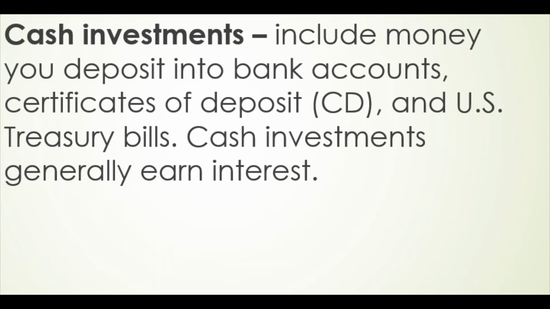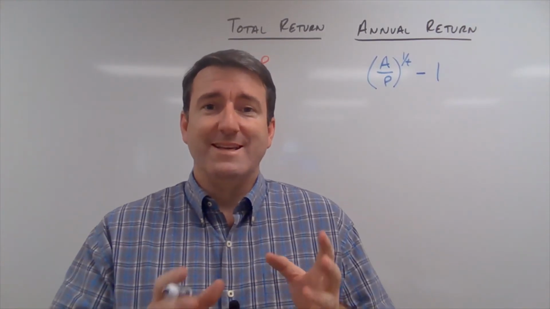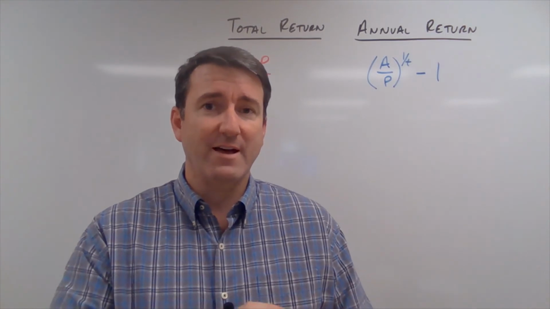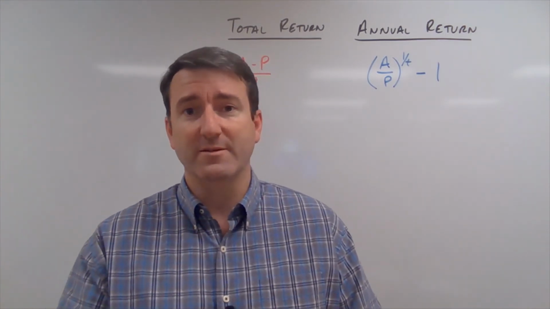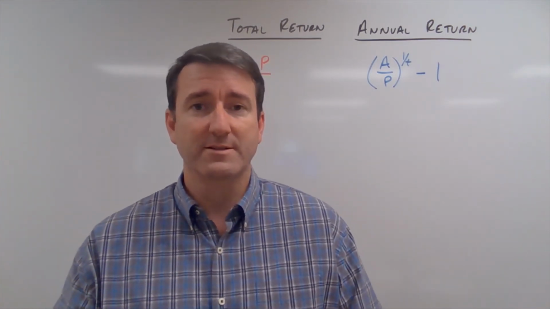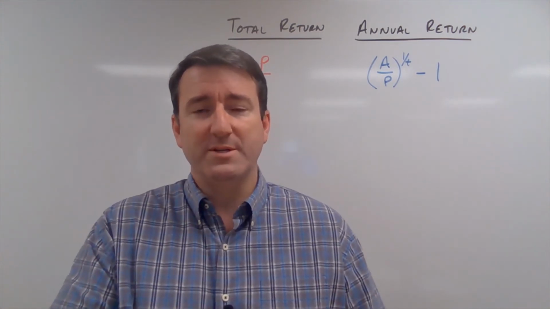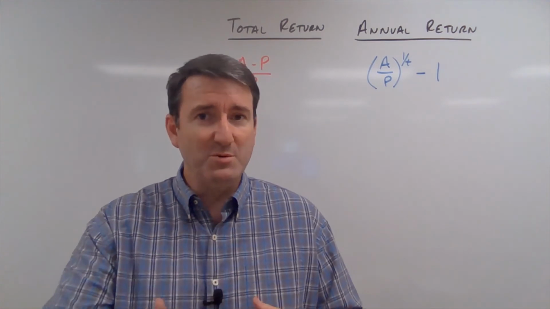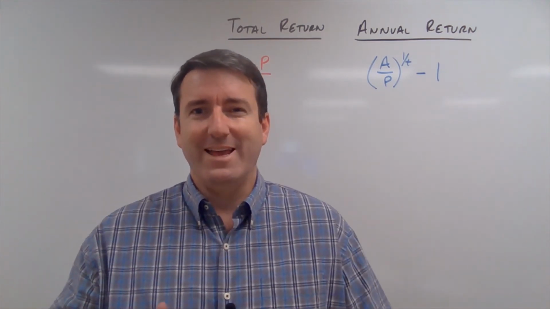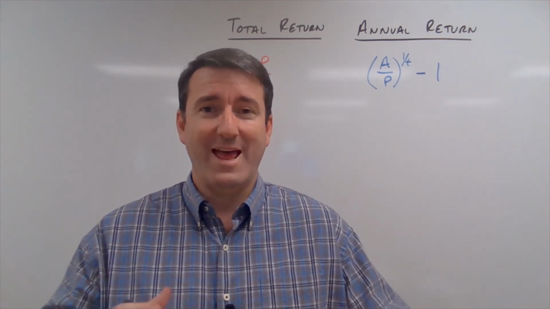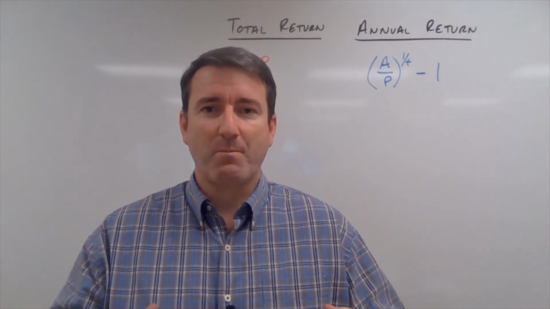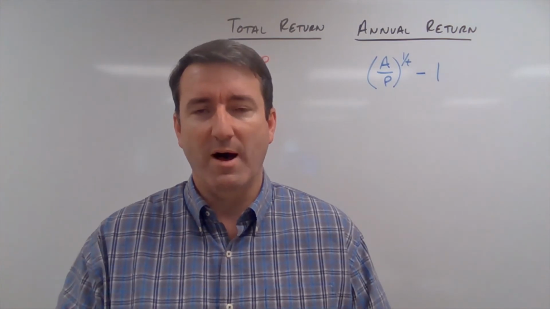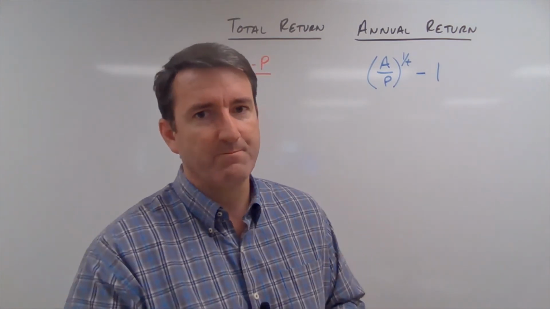Our example says that 10 years after purchasing shares in a mutual fund for $7,500, you sell them for $12,600. We're asked to compute the total and annual return. Now, I should explain that a mutual fund is an investment program that has investments in a variety of different types of investments, including stocks, bonds, and cash investments.